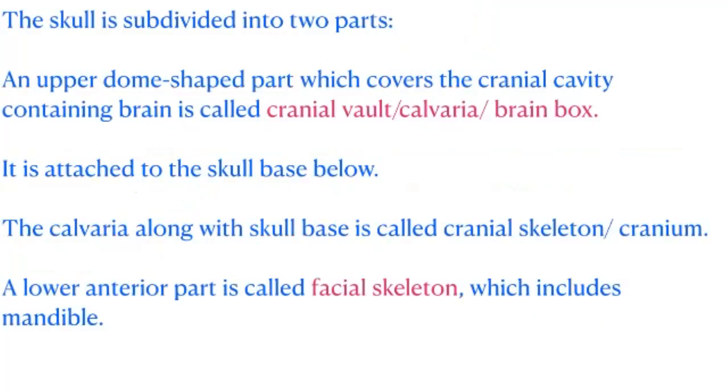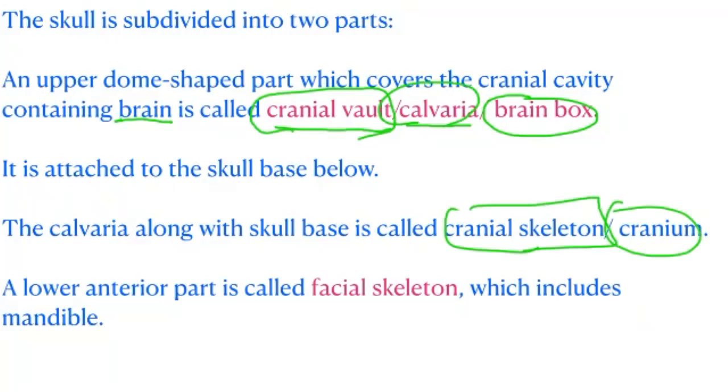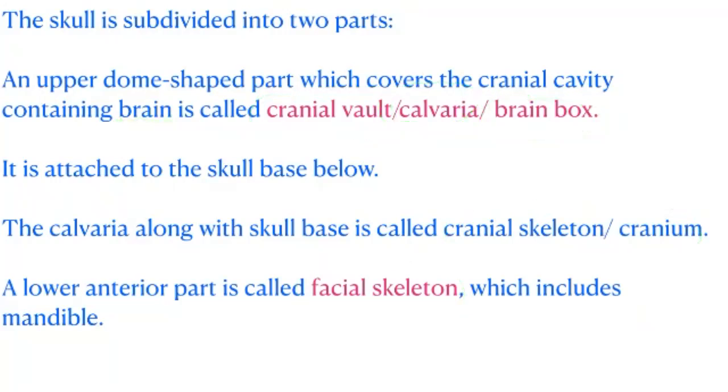The skull is divided into two parts. The upper dome-shaped part, which covers the cranial cavity containing the brain, is called the cranial vault or calvaria or brain box. So the bones that protect our brain are called the cranial vault or calvarium, the cranial skeleton or cranium. The lower anterior part is called the facial skeleton, the bony part which forms the face.